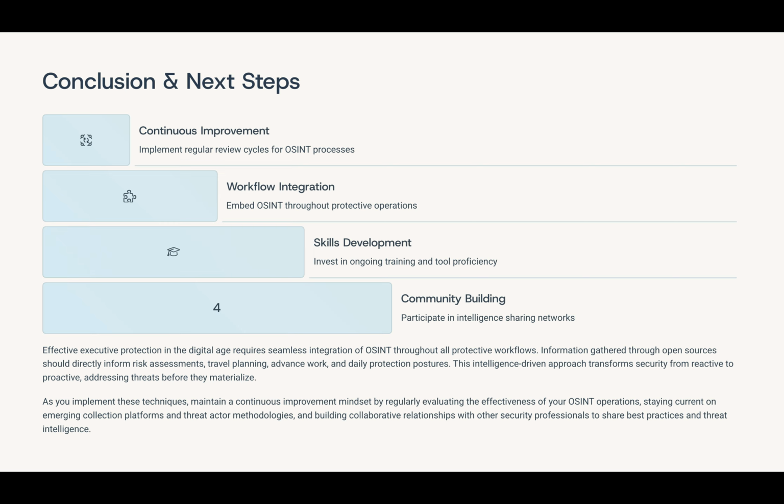Next, make OSINT a core part of your protective operations workflow. Intelligence gathered from open sources should feed directly into everything from risk assessments and travel planning to daily security routines and advance work. This ensures your security posture is proactive, not just reactive.